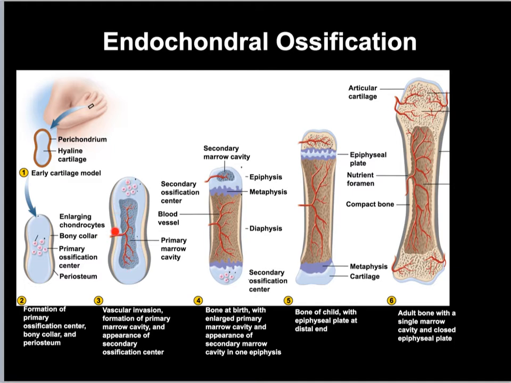Our bone here in step 3 is still primarily made of cartilage, with a bony collar of compact bone around it. At this point, we have a secondary ossification center that begins in the epiphysis, in one of the epiphyses.